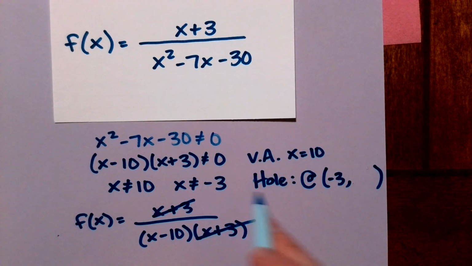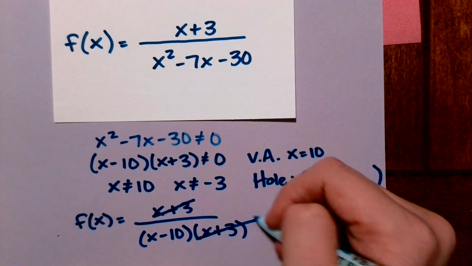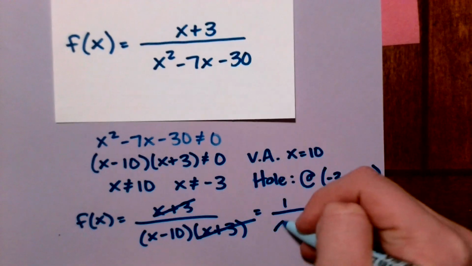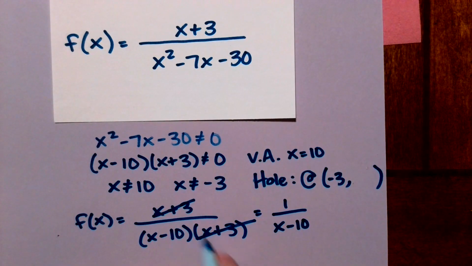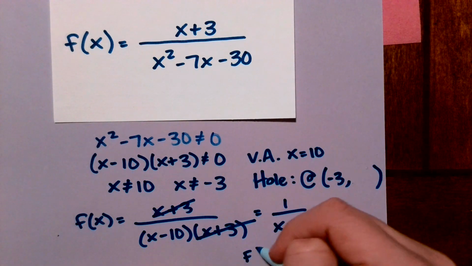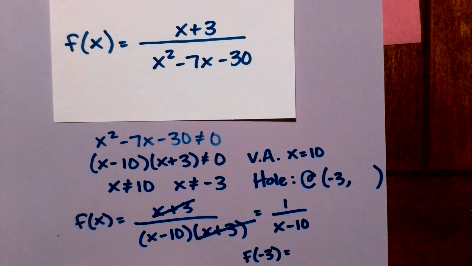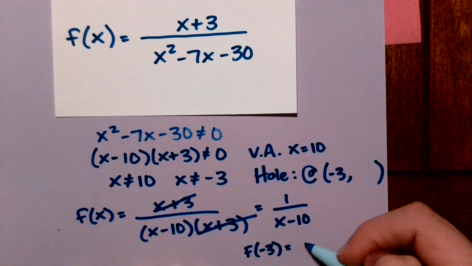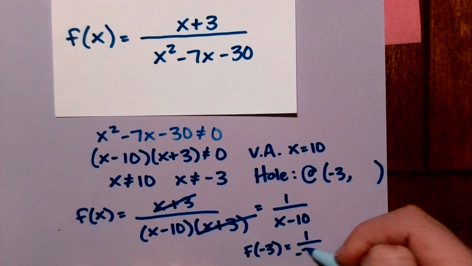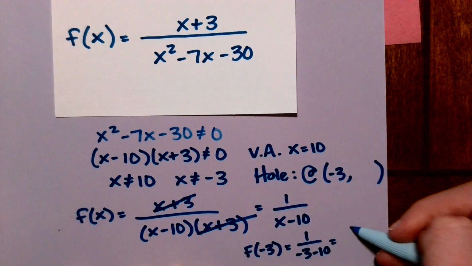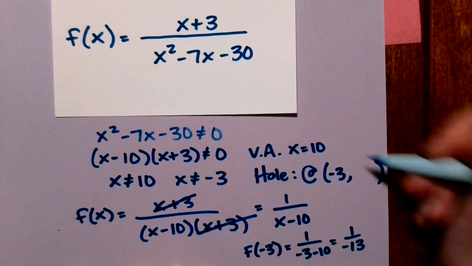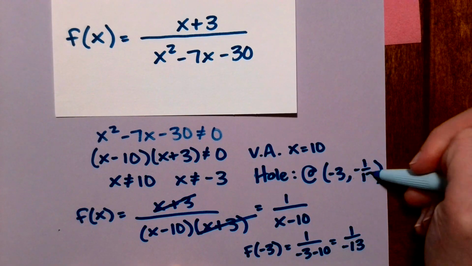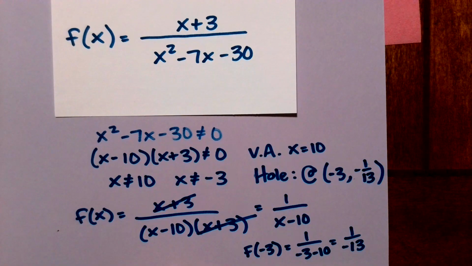So now with my -3, I couldn't plug it in before because that would give me 0 in the denominator. But once I've canceled and I have this simplified function, I have canceled that hole. So now I'm able to plug in -3 and get f of -3. This is the place where that hole is at, my -3 minus 10. So it is at -3, -1/13. That is the location of the hole.